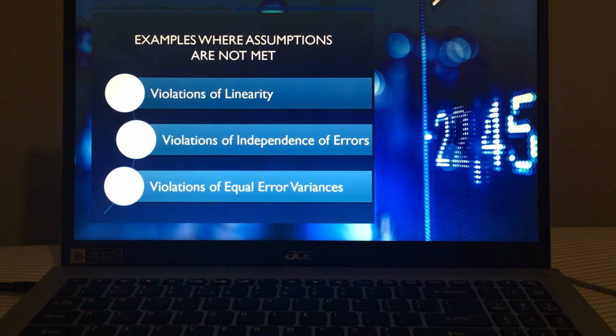But we're going to now show some examples of what these graphs would look like if the assumptions were not met. So let's first look at a violation of linearity. We're just doing some examples in the text PDF on page 12. There's an example of a scatter plot in figure 11.10.